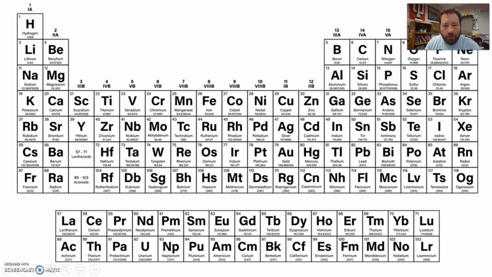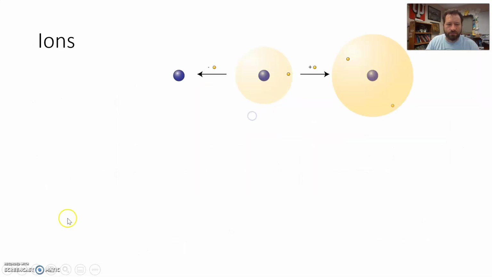And here's our periodic table. So hopefully you have this out beside you. And again, when we did iron, you can look at the atomic number there for iron. Iron is atomic number 26.